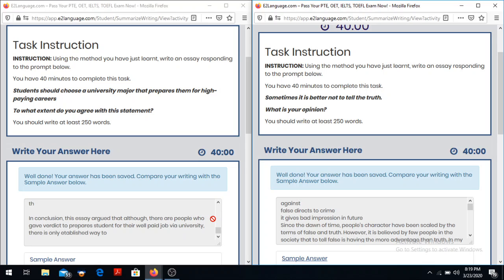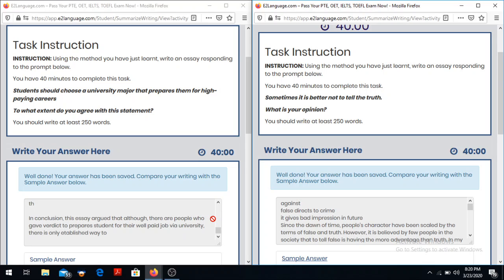Basically, today we'll be doing some comparison between two types of questions. Here on the left side you can see "to what extent do you agree with this statement," and on the right side "what's your opinion." So basically there are two types of question, but the answer pattern is almost the same.